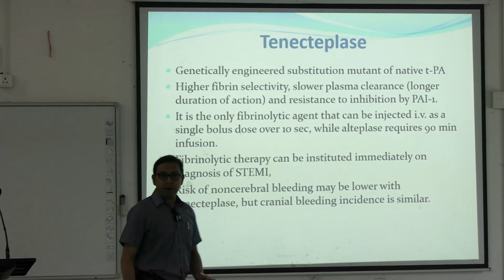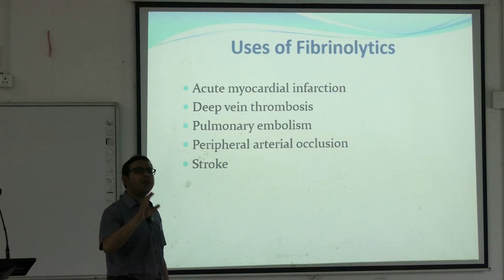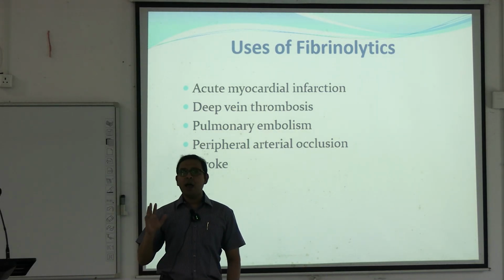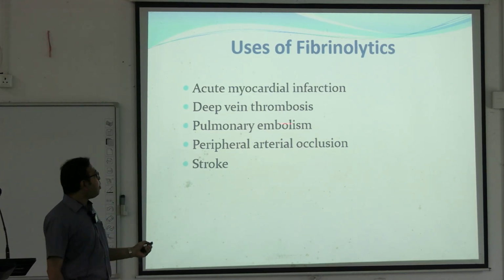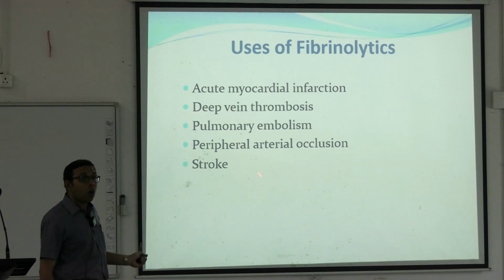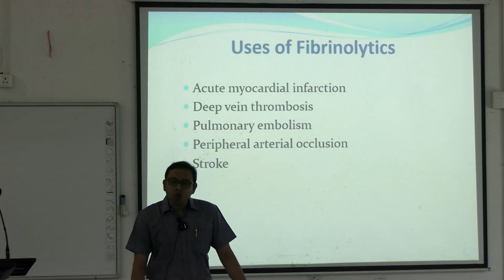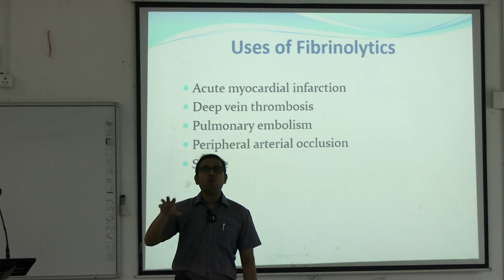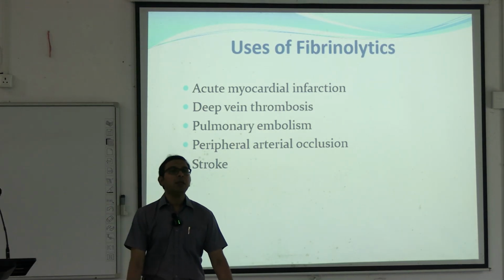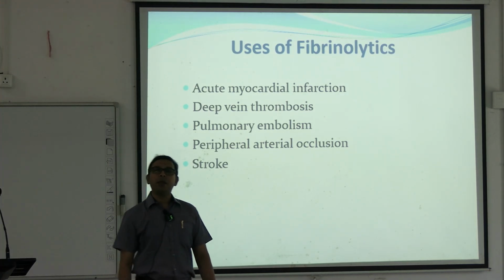So it is clear about the fibrinolytic drugs. Fibrinolytic drugs are mainly used in acute myocardial infarction. Time and again, remember, this is a life-saving drug in acute myocardial infarction. Apart from this, it can also be used in deep vein thrombosis, pulmonary embolism, peripheral arterial occlusion, and also in stroke. In ischemic stroke, when there is a blockade in the cerebral vasculature and the patient comes within 4.5 hours, we can use alteplase. So alteplase is indicated in cerebral ischemic stroke.